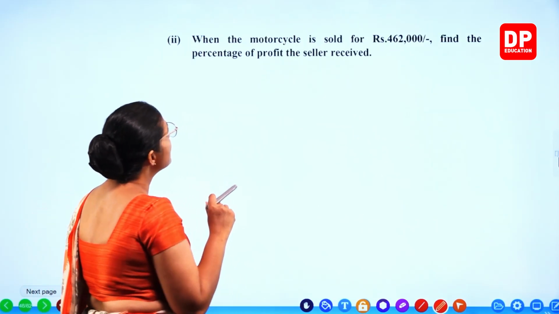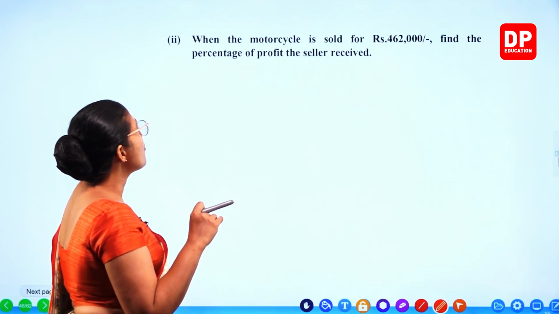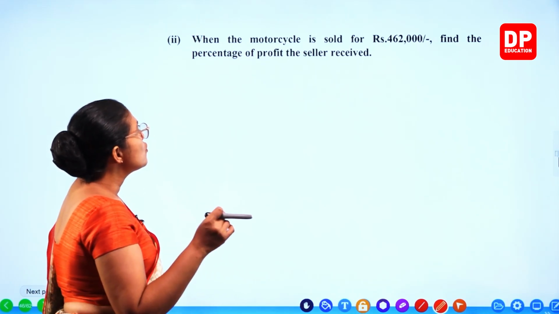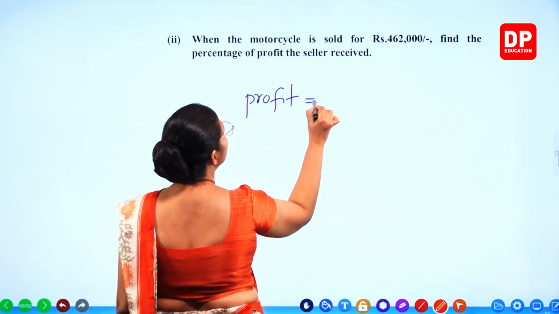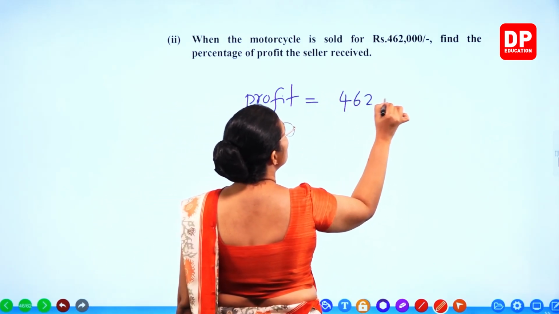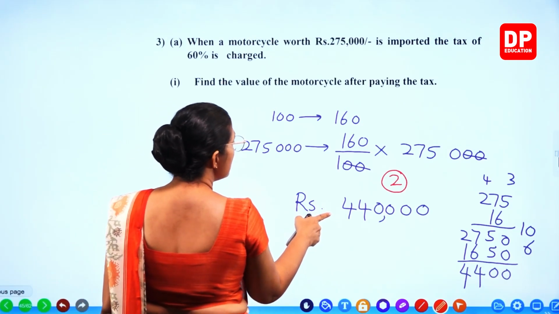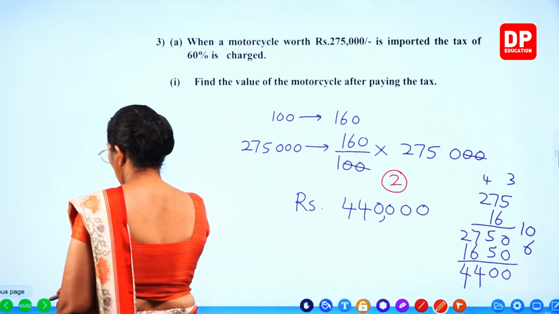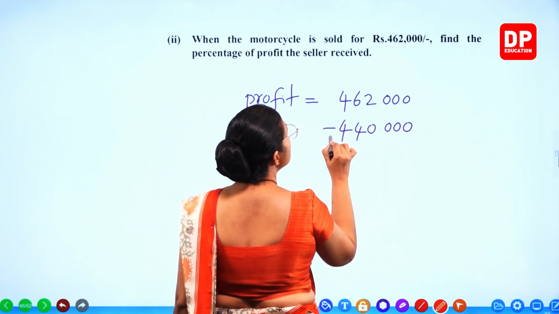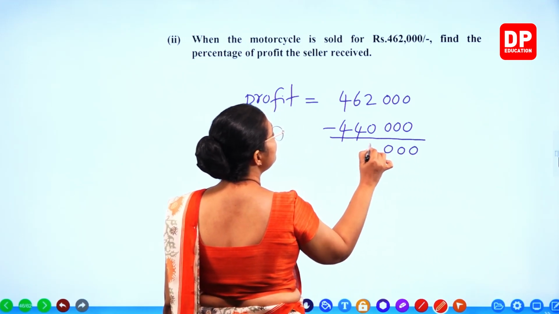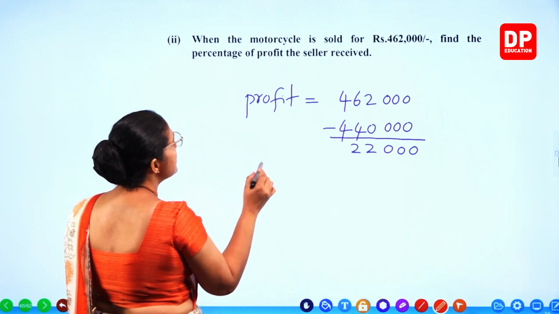Part 2, when the motorcycle is sold for 462,000 rupees, find the percentage of profit the seller received. So what is the profit gained? 462,000 is the selling price. What's the buying price? 440,000. So the difference is the profit. 22,000 rupees. So what is the percentage profit?